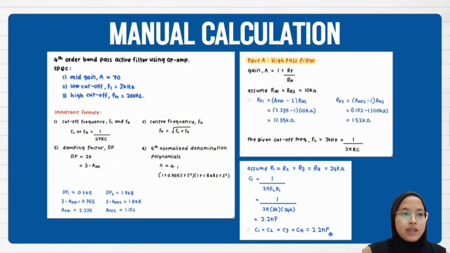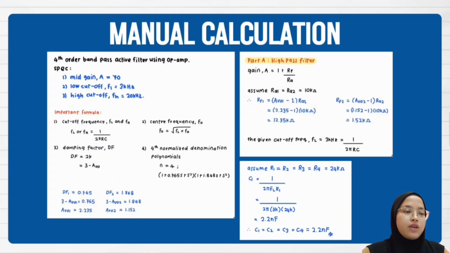Next, we're going to take a look at the manual calculation used in this project. So the purpose of doing this manual calculation is to calculate the important parameters such as the resistor and capacitor values that we're going to use in the implementation of the circuit for this project.